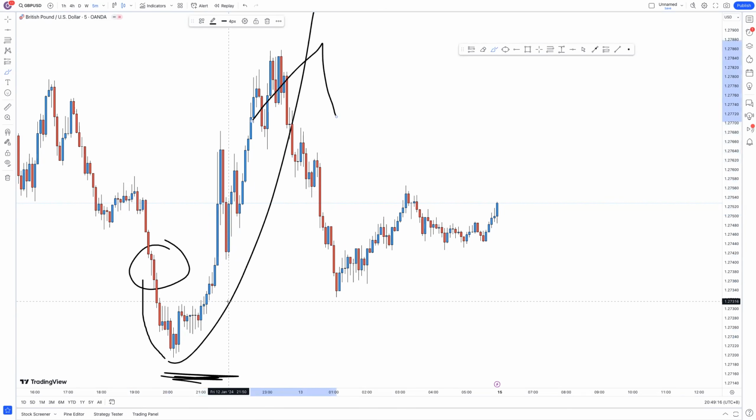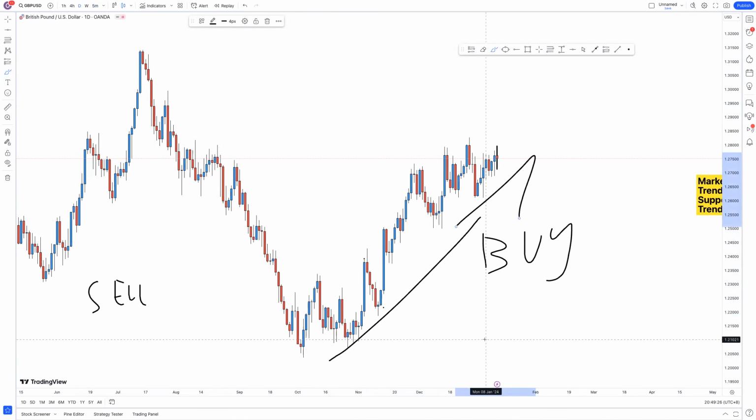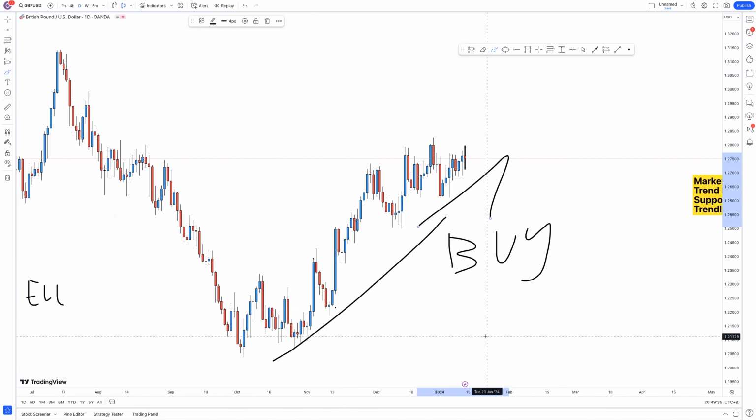Because the big money, the smart money, the big financial institutions have entered the market because they are looking to load up their buy positions to trade with the overall trend, which is the uptrend. That is why I asked you guys to trade with the trend direction. At this stage, you're still a complete beginner, especially if you're a beginner, trade with the trend direction.